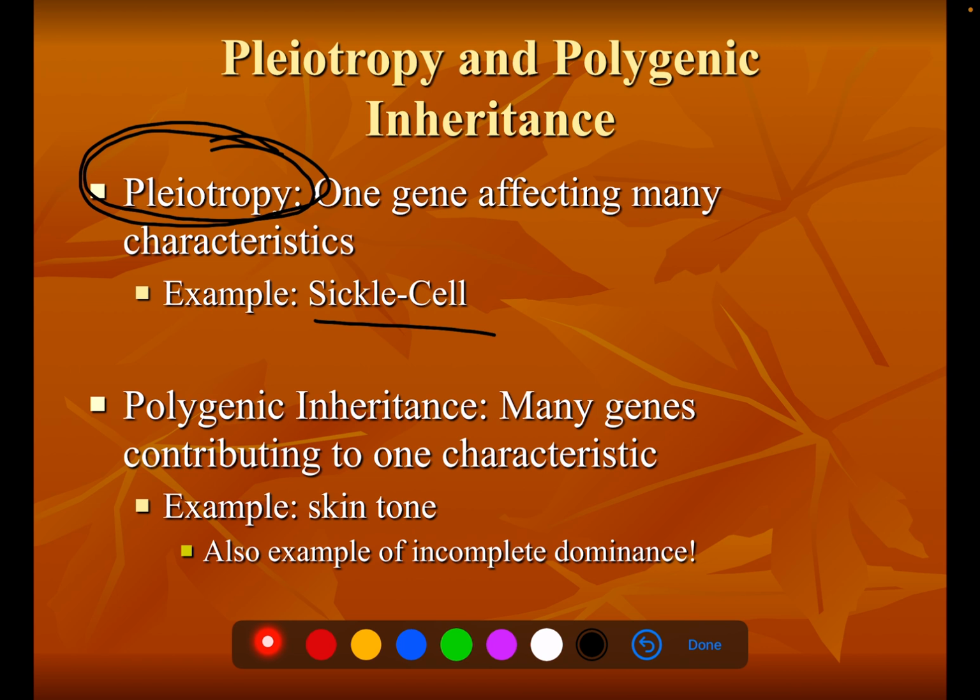Okay, polygenic inheritance is exactly what the term implies. Poly, many, genic, genes. So many genes are involved here, and they give you one outcome. Skin tone is the example that we like to use. And you should know that skin tone is also an example of incomplete dominance. That's definitely on exam 3, so be prepared for that question.